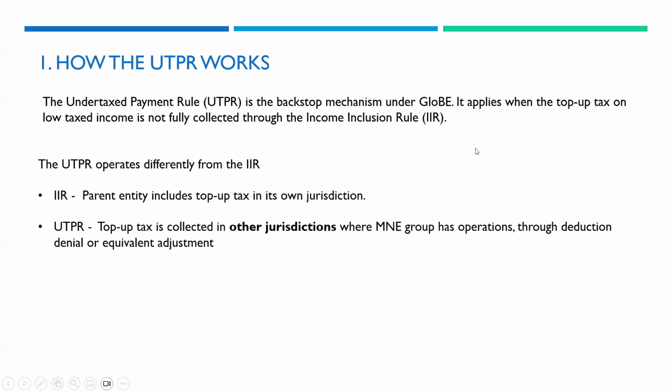Now, UTPR operates a little differently from IIR. In IIR, the parent entity includes top-up tax in its own jurisdiction, correct? Now, UTPR top-up tax is collected in other jurisdictions where the MNE group has operations, through deduction denial or an equivalent adjustment. Don't think about the deduction denial for now, but you have to understand that other constituent entities of the group would be paying UTPR. So 75% based on the inclusion rule, the UPE will pay, and the residual will be paid in proportion by other constituent entities, and that is UTPR.